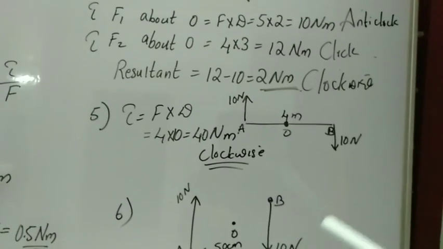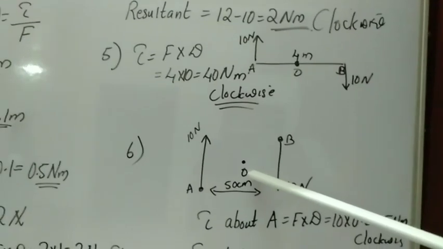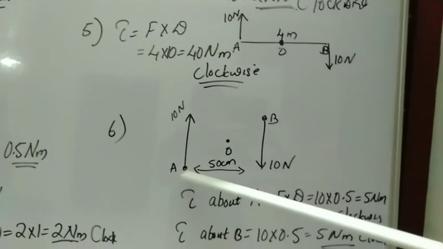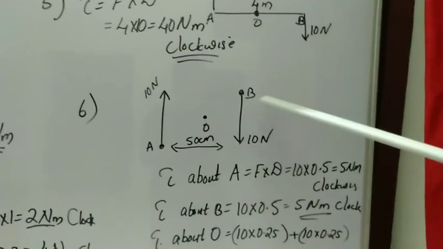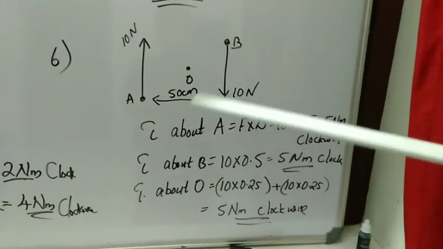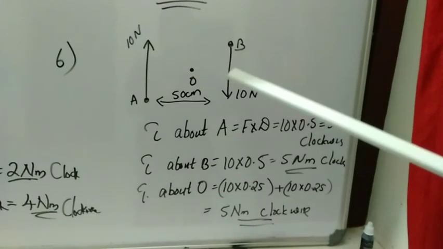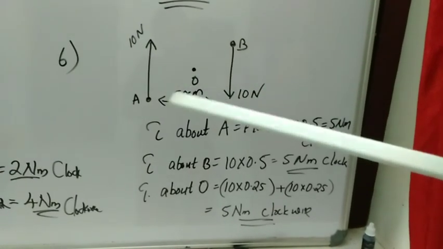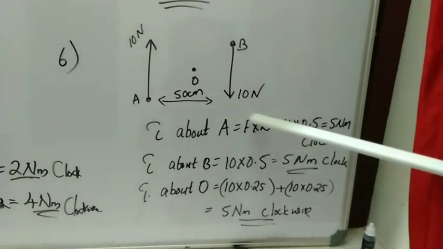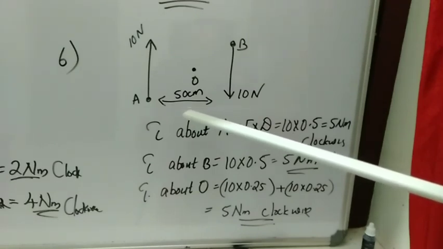Question number 6. Here you can see this O is the midpoint, and there is a point A. At point A the force is 10 Newton, and at point B it is also 10 Newton. One is upward, one is downward. So you can know upward means it is about to rotate clockwise. Since both forces are in opposite directions, it is going to rotate clockwise. Both A and B are clockwise. And the distance between A and B is given as 50 centimeter. Converting to meter, we will get 0.5 meter.